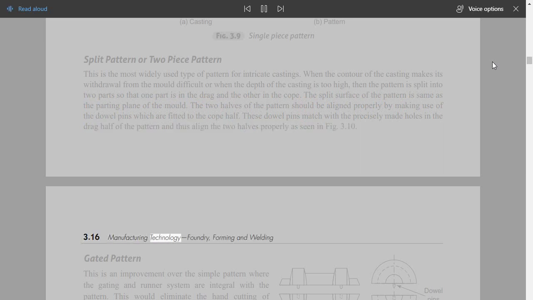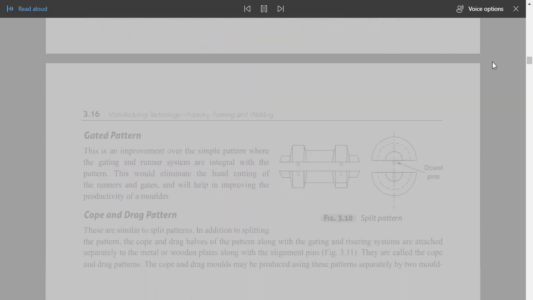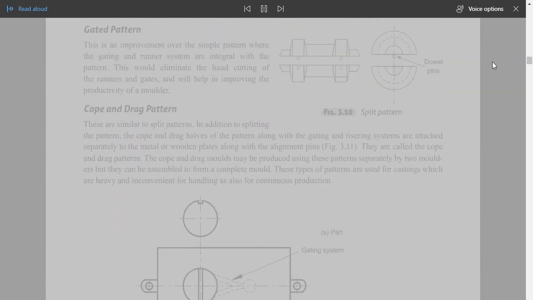3.16 Manufacturing technology, foundry, forming and welding. Gated pattern. This is an improvement over the simple pattern, where the gating and runner system are integral with the pattern. This would eliminate the hand cutting of the runners and gates, and will help in improving the productivity of a molder.